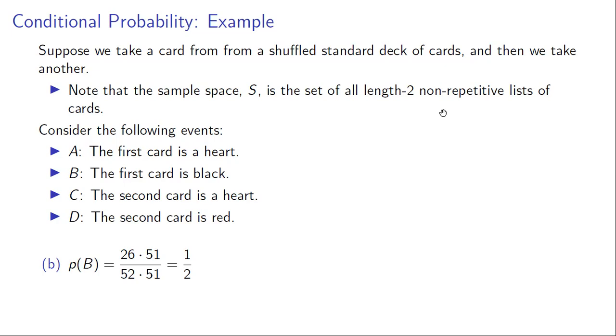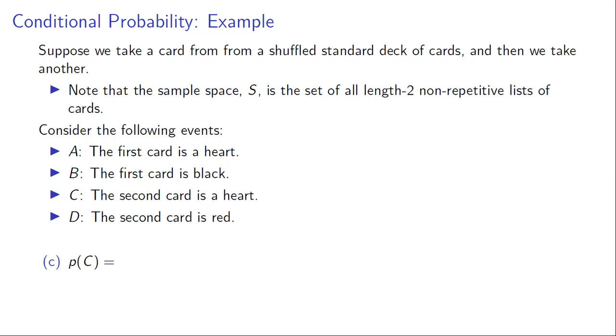And the total number of ways that we can pick 2 cards, meaning the sample space, the cardinality of it is 52 times 51. So we're left with 1/2 as the probability. These two 51s cancel each other out. We're left with 26 divided by 52, which is 1/2.